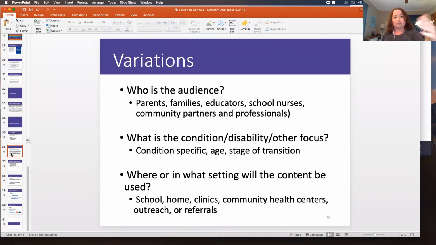And then we talk about communities and professionals, and I went into some of those resources as well. Then we talk about conditions and disabilities and other foci. One of the things that we do with these is sometimes we're asked to come and give a very specific presentation, for example, to a group of individuals who have diabetes, or to a group of individuals who have been diagnosed with intellectual or developmental disability. So we want to make sure that what we're giving them is age appropriate, condition appropriate, and really focuses on their strengths and what would be appropriate for their age and stage of transition.